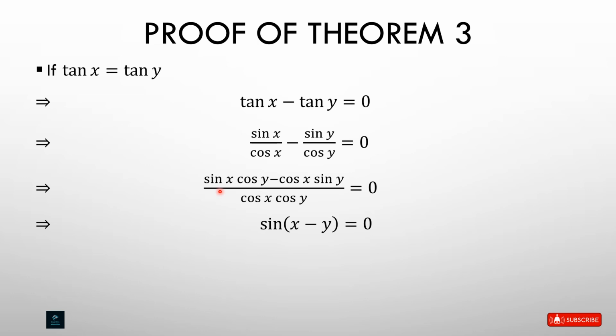But from the trigonometric function seen earlier, we see that sin of x cos of y minus cos of x sin of y is equal to sin of x minus y. Therefore, sin of x minus y has to be 0 if tan x is equal to tan of y. This means that x minus y is an integer multiple of pi, and this means that x is equal to n pi plus y.